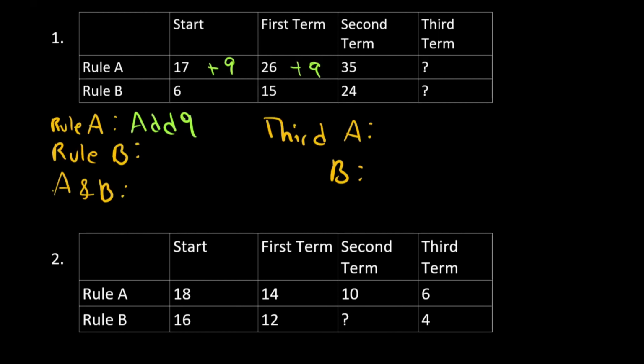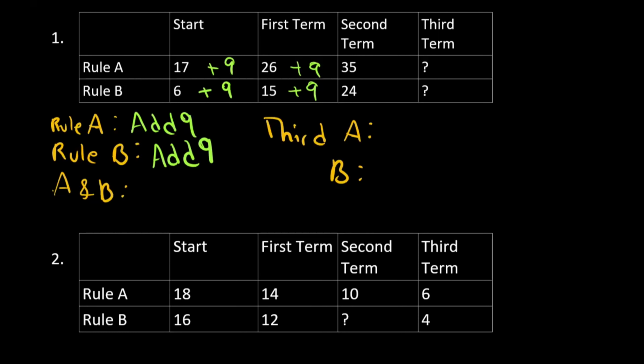Now let's find rule B. 6, 15, 24, and then question mark. So 15 minus 6 is 9. So 6 plus 9 would be 15. What is 15 plus 9? Well, 15 plus 9 is 24. So looks like our rule for this question is adding by 9. Alright, so let's write add 9.